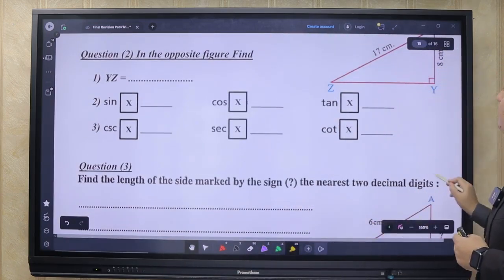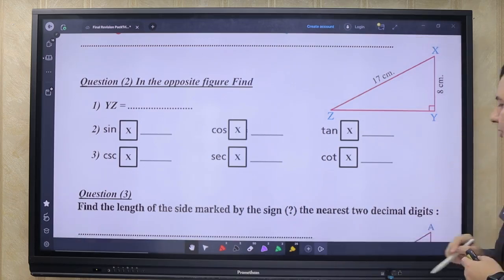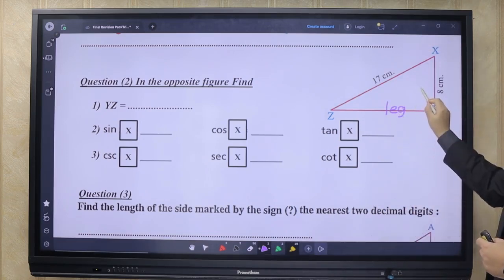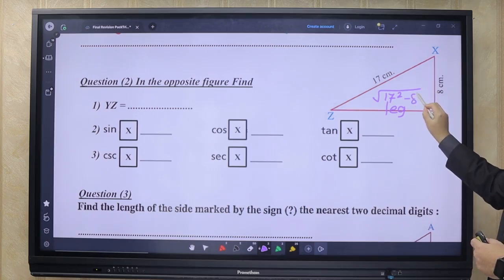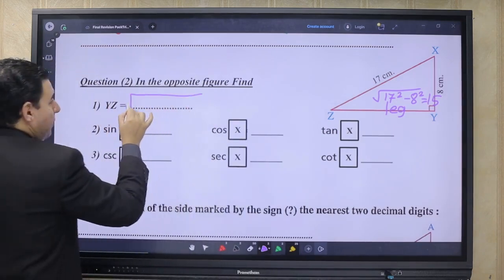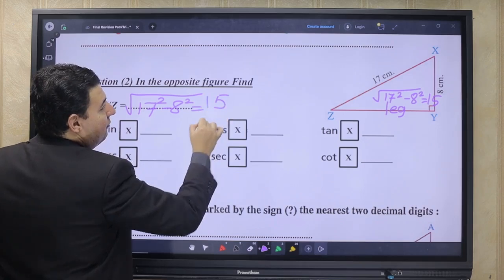Question number 2. In this figure, in this opposite figure, find yz. This is a right angle triangle. How can we find yz? Is yz a leg or the hypotenuse? It's a leg. So we will write square root 17 to the power of 2 minus 8 to the power of 2 equals 15.